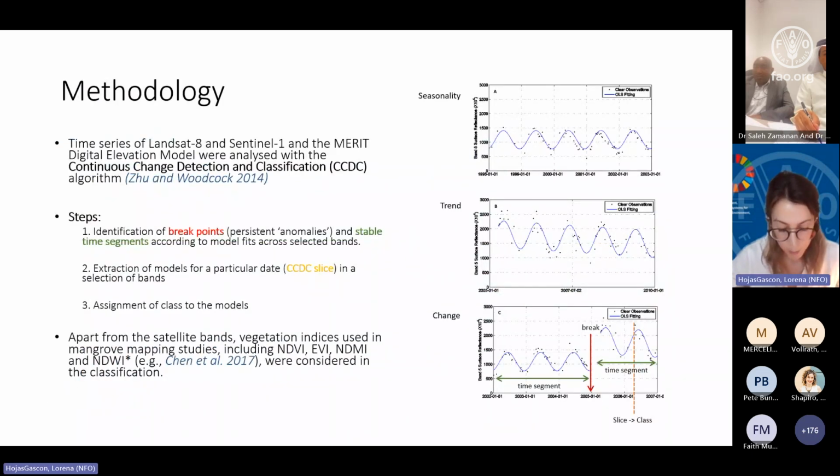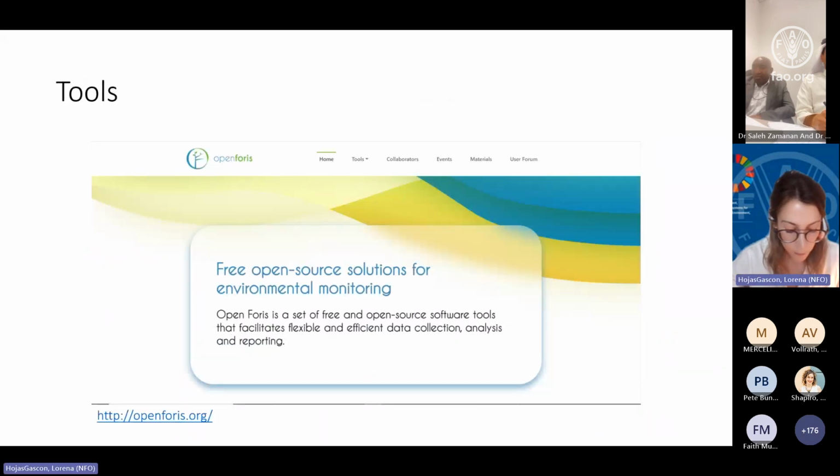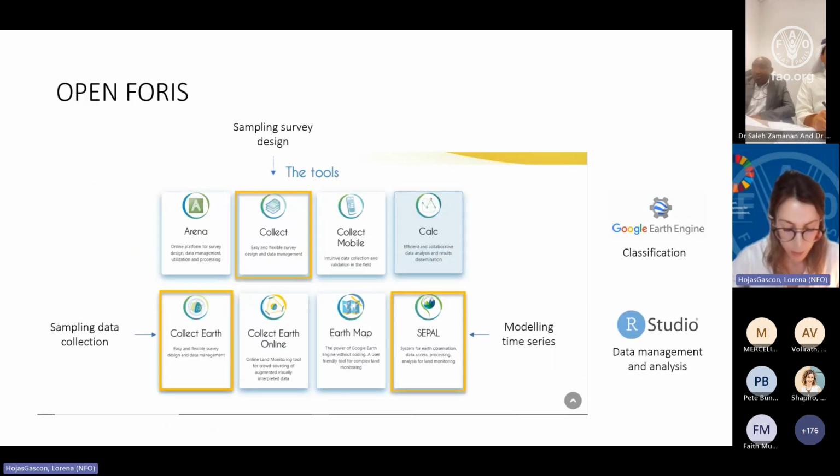The optical and radar time series and the digital elevation model were analyzed with the continuous change detection and classification algorithm, CCDC. CCDC modeling considers annual seasonality and interannual trends and identifies land cover changes as persistent anomalies. All the software tools employed were free and open source and mostly part of the Open Forest Toolkit: CPAL for modeling time series, Collector for sampling data collection, and Google Earth Engine for classification, although now this can also be done in CPAL.